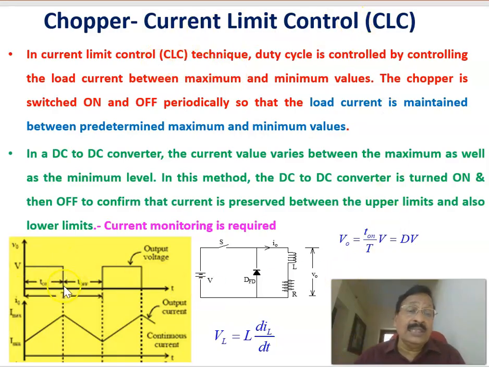Basically, when you change this on and off period by controlling the current, the on period is changing, and automatically the off period is also changing. The on period divided by the total time period T, that ratio, is the duty ratio, and that will be changing, so the average output voltage will be changing. Therefore, to control this chopper switch, we watch the current through the load, and we bring the current within this maximum and minimum limit. That is what is called current limit control, CLC.